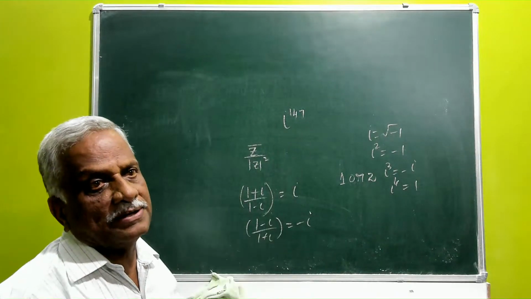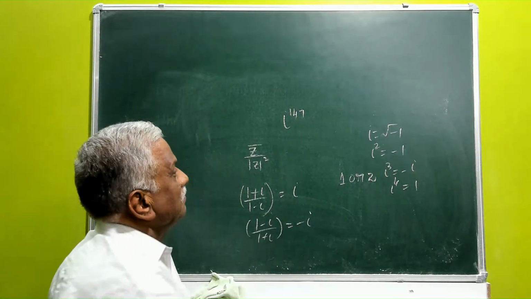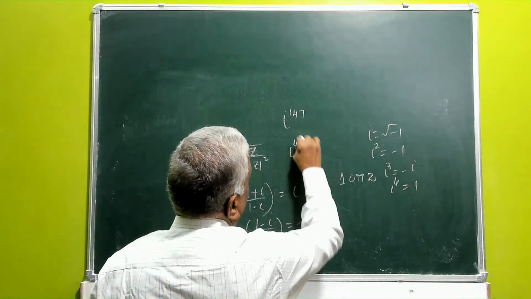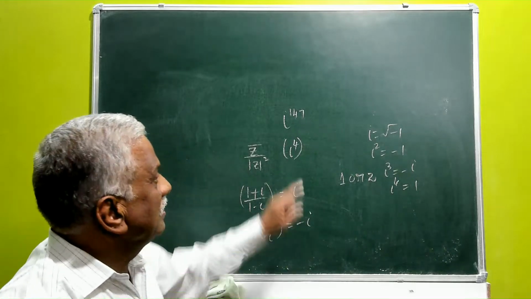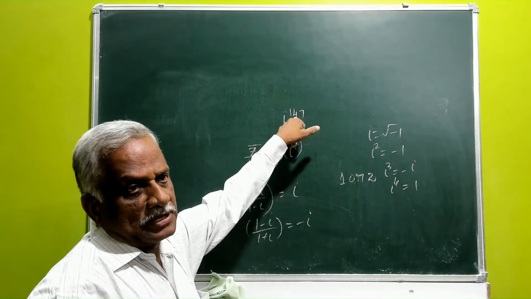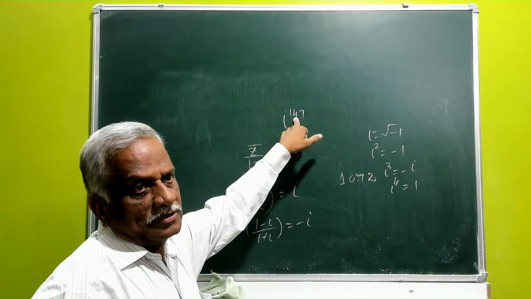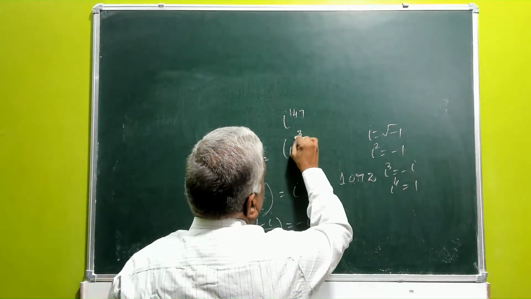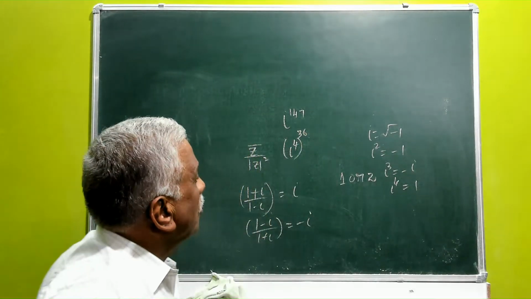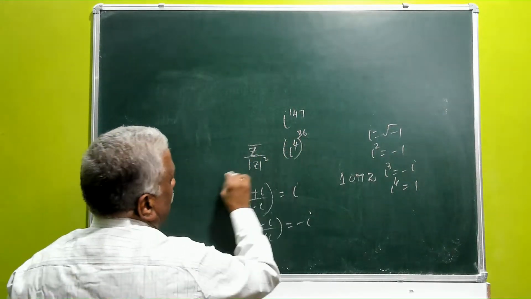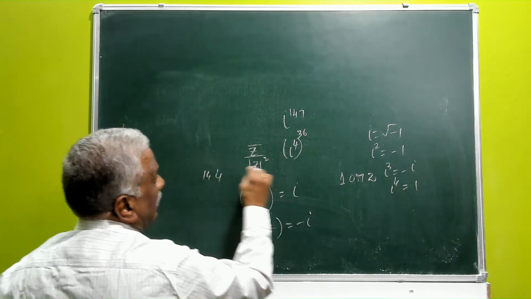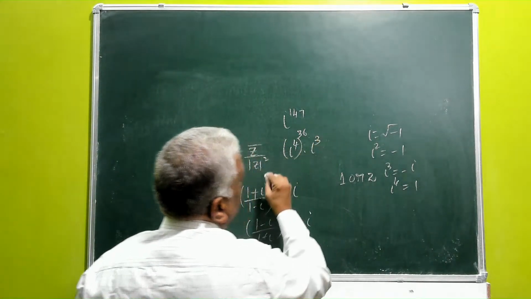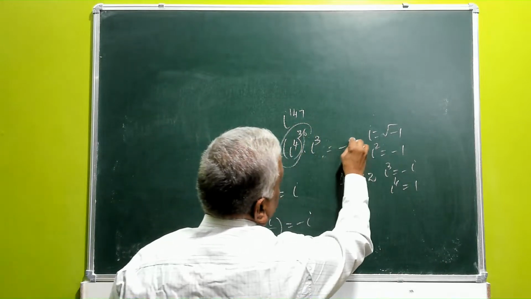So first you should decide i to the power of 4 to the power of how much? Let us divide this by 4. 4 3s are 12, 2 is left over. 4 6s are 24, so 36. How much do you get? 6 4s are 24, 144 you get. You are left with i cube. So this is 1. This is minus i.